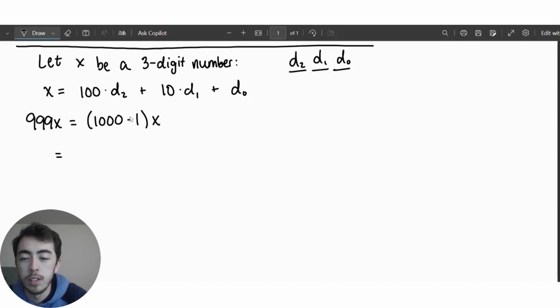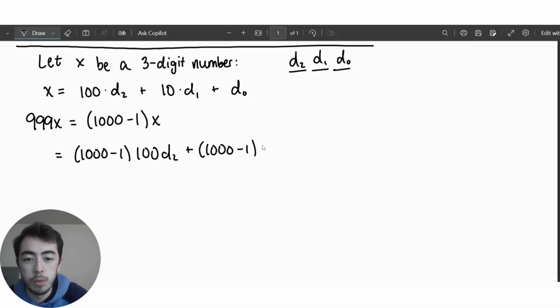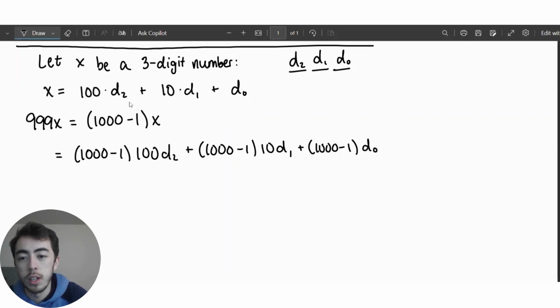This 1000 and this minus 1 distribute to each of these three terms of my x. So I'll have, well, I guess I'll just write it all out. I'll have 1000 minus 1 times the first term, which is 100 D2. I'll have 1000 minus 1 times the second term, which is 10 D1. And then finally, I will have 1000 minus 1 times D0. So this was me distributing 999 to all three terms of my number x.